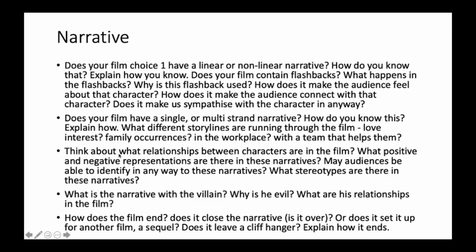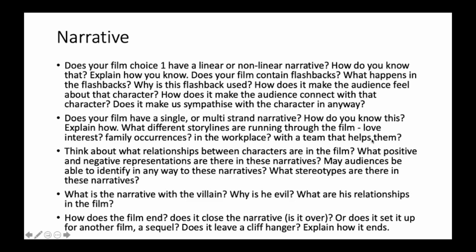The third one down is all about relationships between characters within the film and about representation. So you've done this in previous lessons, okay? So I want you to talk about how those different characters within the films are represented, whether they are positive and negative representations, whether the audience will be able to almost identify with any of these narratives.